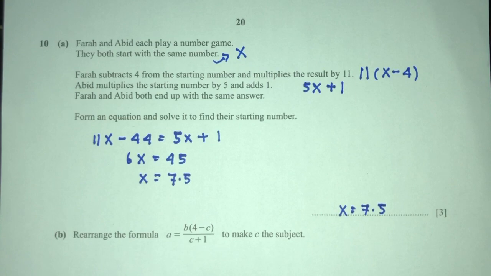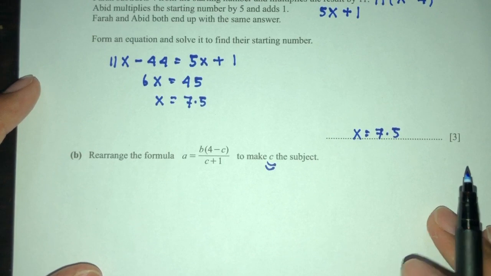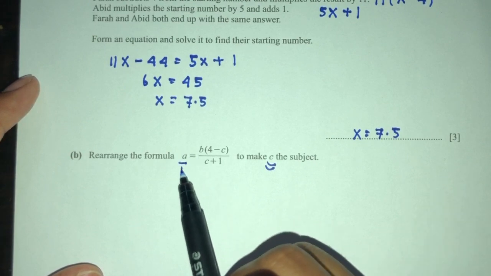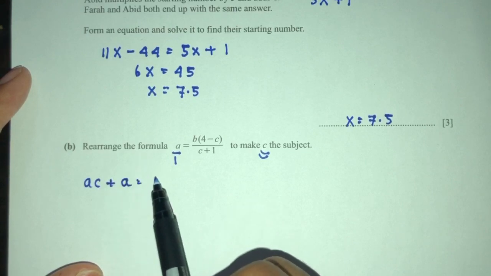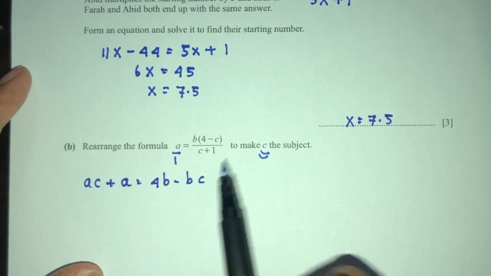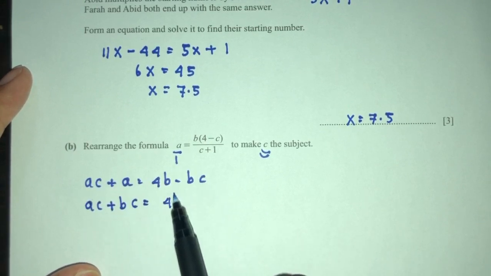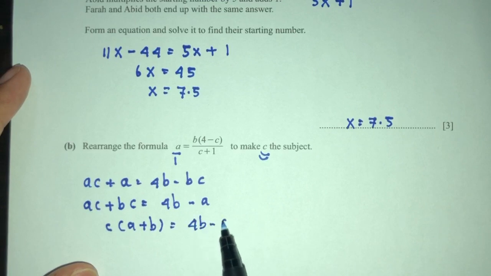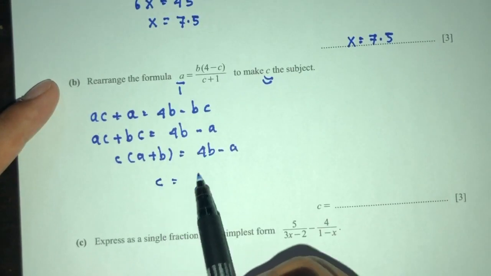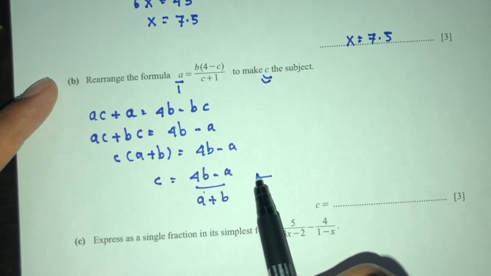Now for part B, we have to rearrange this formula to make C the subject. So how can you do this? One by one, let's first try to cross multiply. That will be AC plus A is equal to 4B minus BC. Send this over here, that will be AC plus BC has to be 4B minus A. So C times (A plus B) is equal to 4B minus A. So finally, C has to be 4B minus A over the value of A plus B. That is part B of your question.